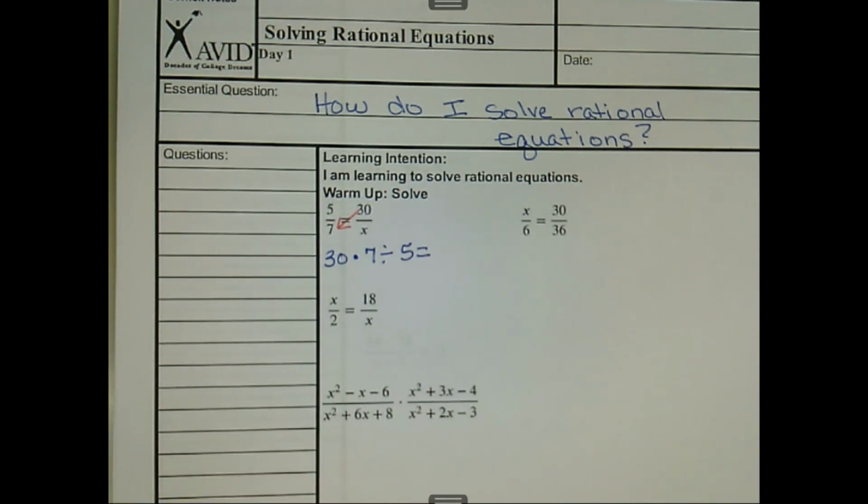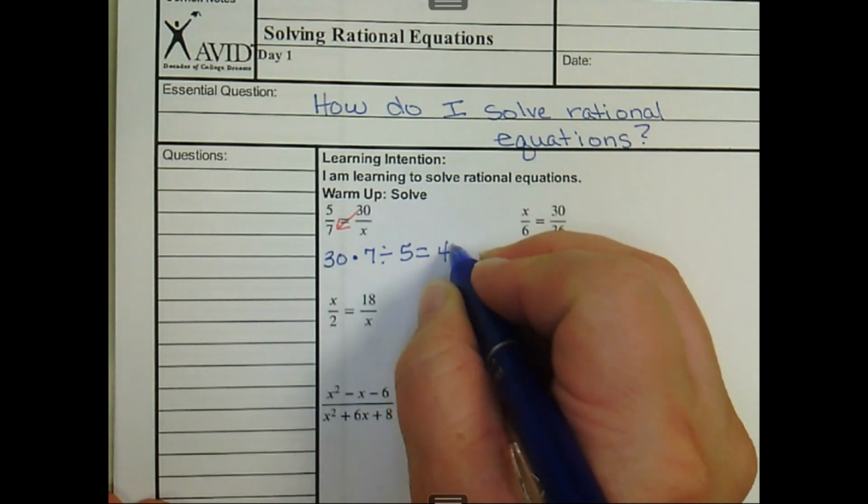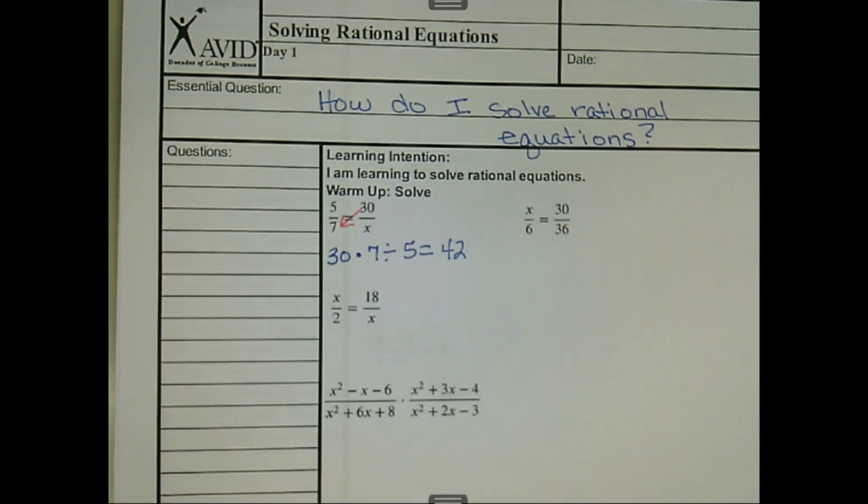Or you can simply look and say, okay, 5 times what is 30? Well, 5 times 6 is 30. So I also have to multiply 7 by 6 for my bottom number. 7 times 6 is 42. And I'm done. Okay, pause the video and see if you can do the next one on your own.